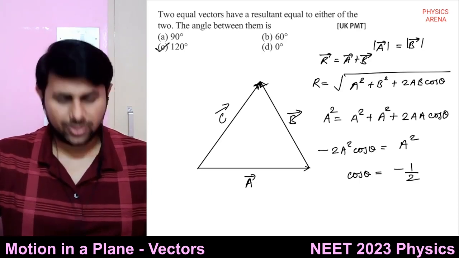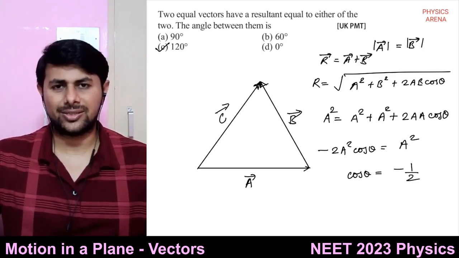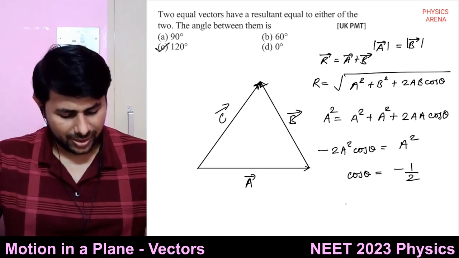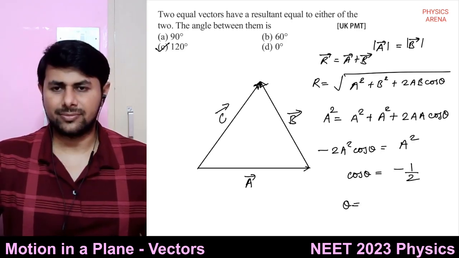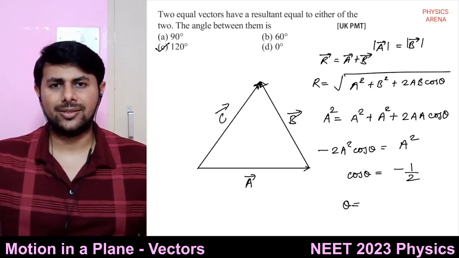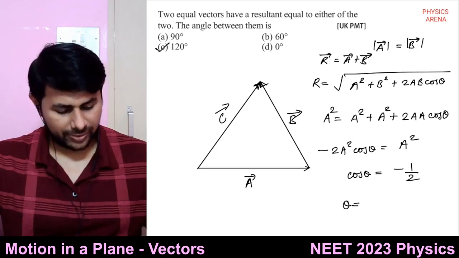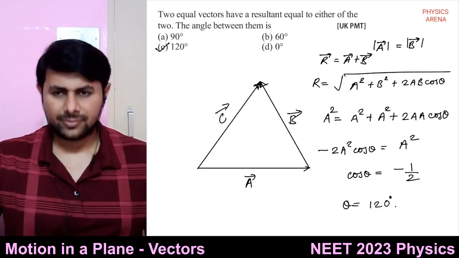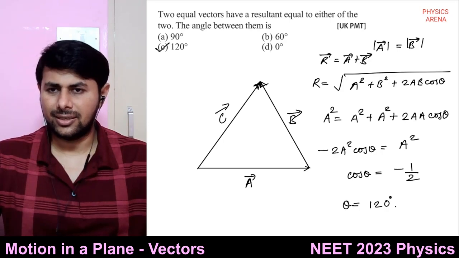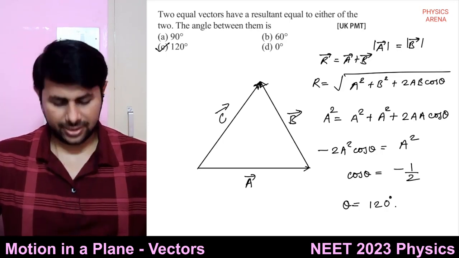Okay, so cos 60 we know is 1 by 2. So how much must theta be? It must be 180 minus 60 degrees, right? So it is 120 degrees. Okay, so these are simple problems.